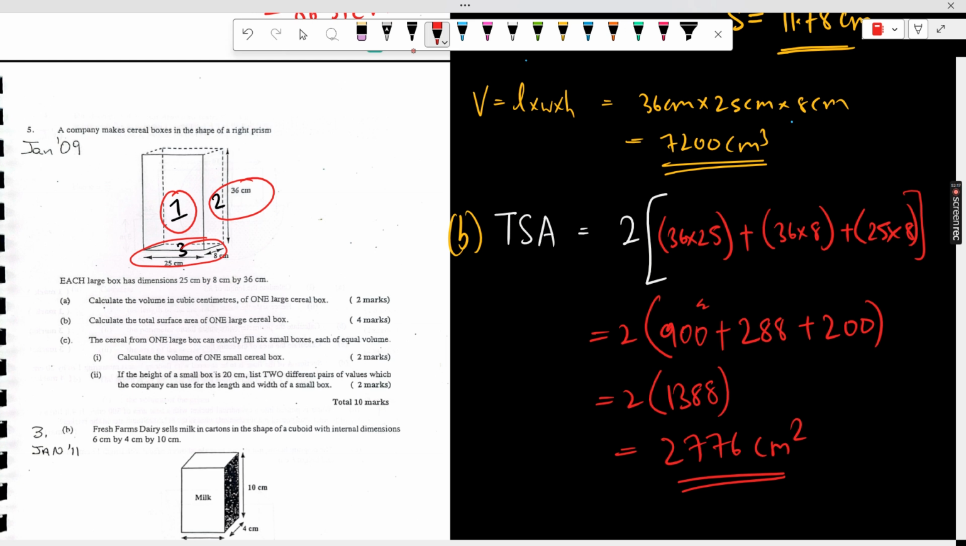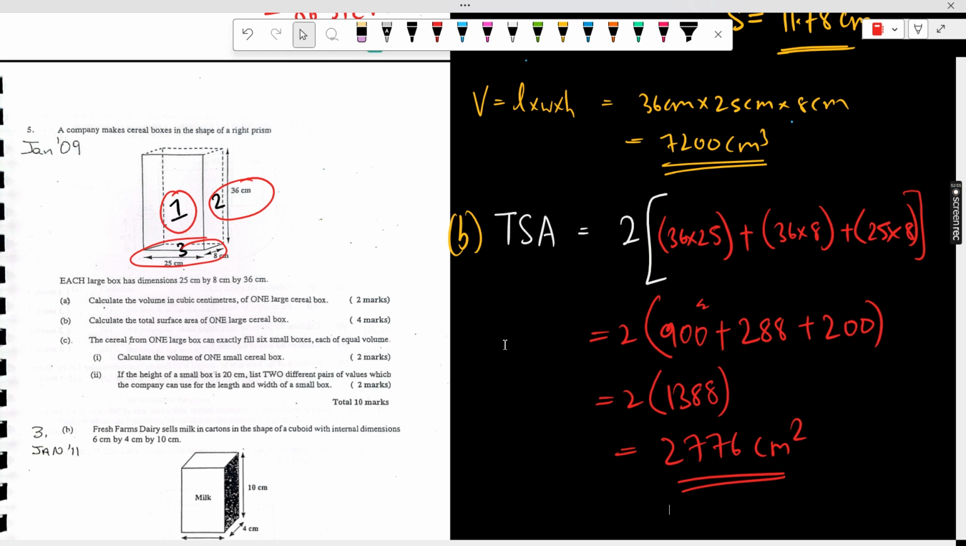All right, so let me scroll up to the next question here. Oh, not finished, not finished. That's the total surface area. Now it says calculate the volume. Oh no, the cereal from one large box can exactly fill six small boxes, each of equal volume. So if the cereal from one large box can fill six small boxes, each of equal volume, then of course the volume of one small box is going to be equal to the volume of a large box divided by what number?